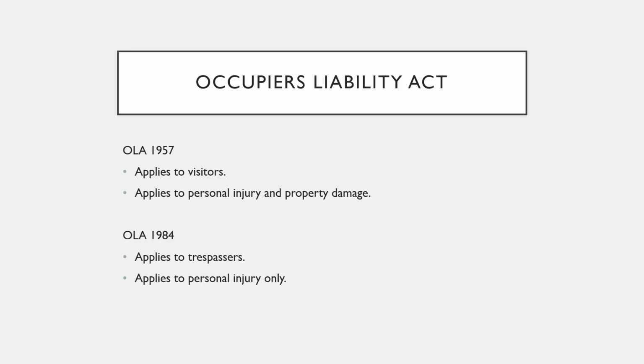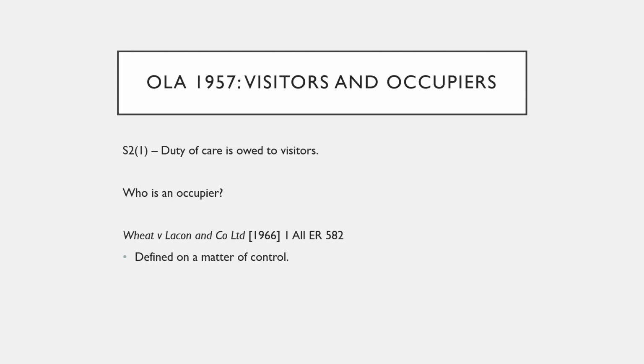There are two. One is the 1957 Act. This applies to visitors and it allows covering of personal injury and property damage, whereas the 1984 Act applies to trespassers and only covers personal injury. So, looking at the 1957 Act, it talks about visitors and occupiers.